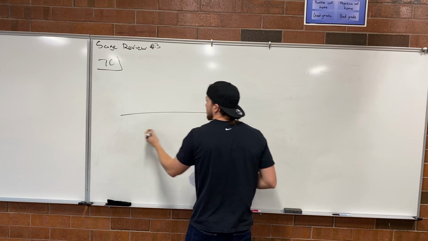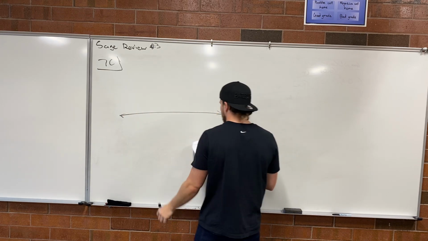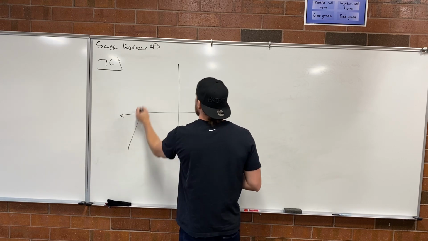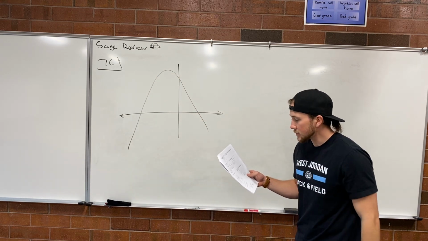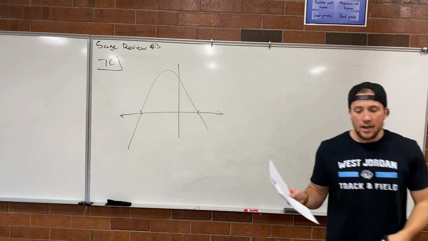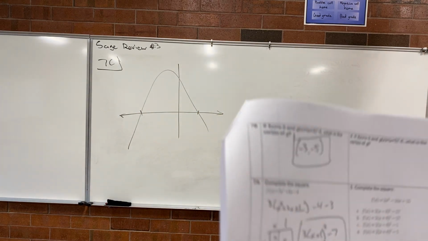Okay, 7C. We've got this big graph, and it's a big loopy parabola that kind of comes up like that. And the important things are to see that we cross the x-axis at these two places. We cross the x-axis.